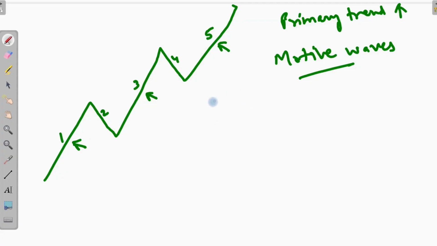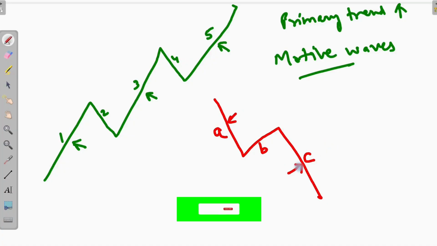Now similarly, when an ABC correction is happening, let me use a different color. So this is your A, this is your B, and this is C. So when the ABC correction is happening, in this case the primary trend is on the downside. So A and C are also in the primary trend direction. So A and C are motive waves here.